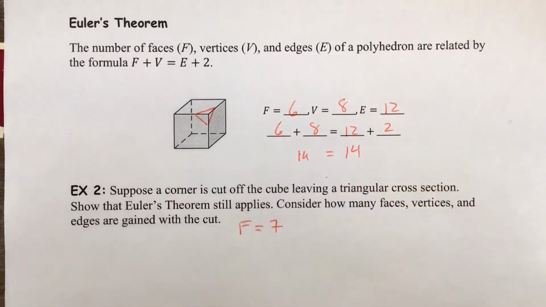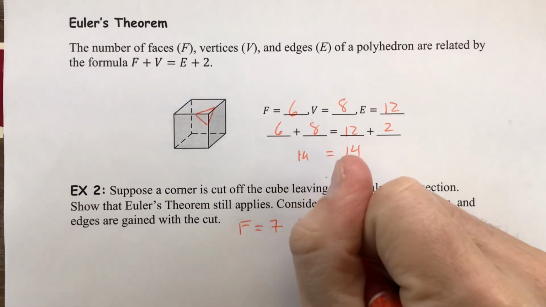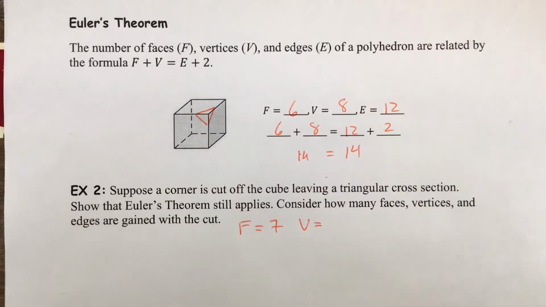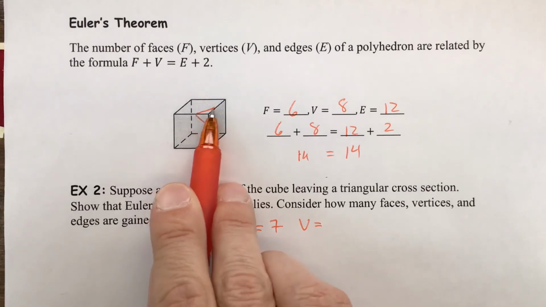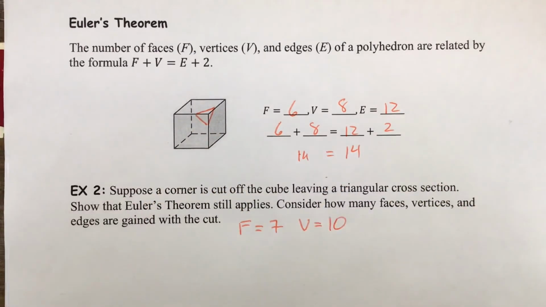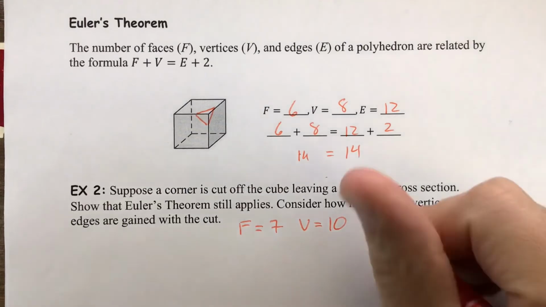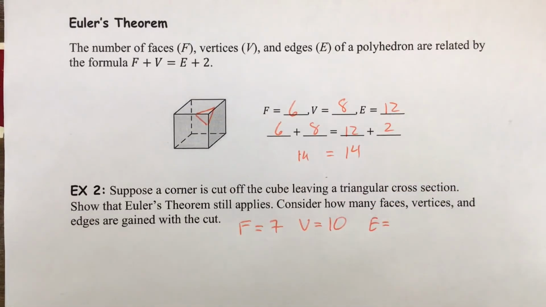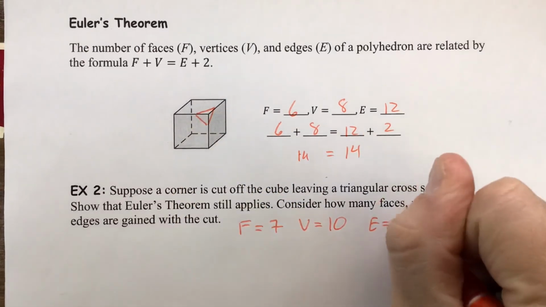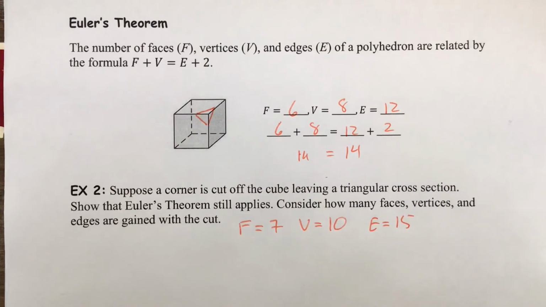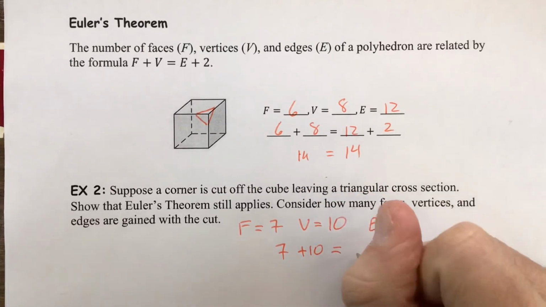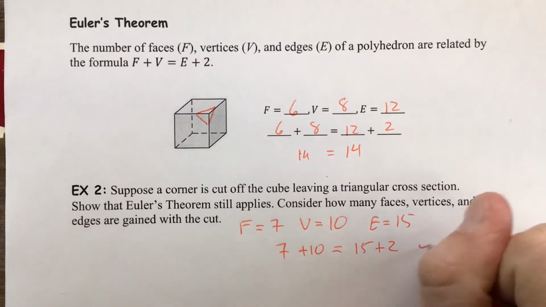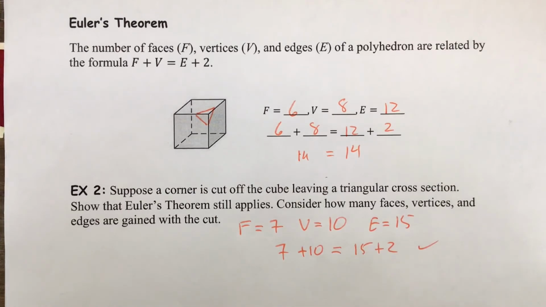So the number of faces would turn out to be 7. You gain that triangular face. Vertices, we start with 8. We lose 1 once we cut that off, so it drops down to 7, but we add on 3 more, which gives us 10. The edges, you don't lose any edges in the process, but you do gain 1, 2, 3, which is going to put us at 15. And F plus V, 7 plus 10, does equal 15 plus 2. Still holds true.